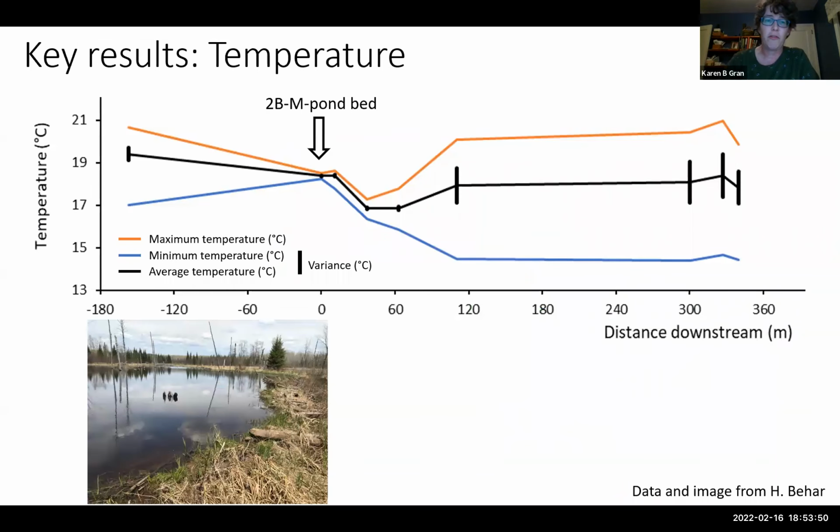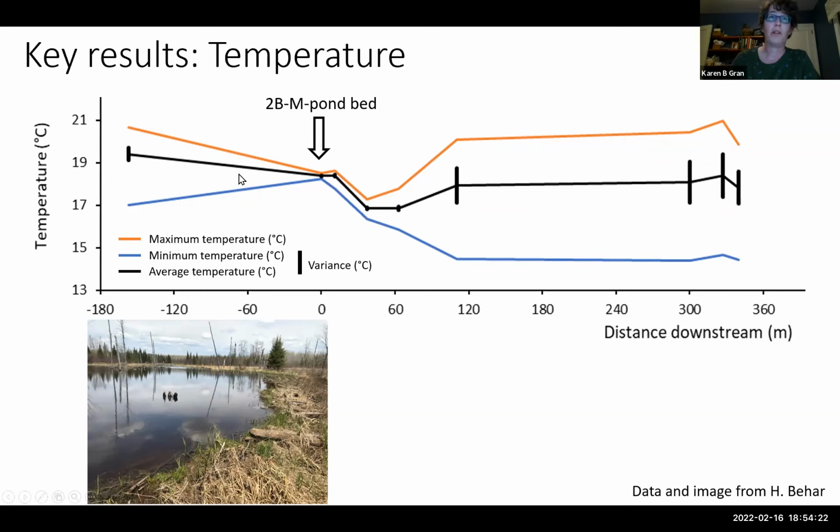These are some of the data from site 2B. There's a picture of it down at the bottom. What you're looking at here, 0.0 on the x-axis is the distance downstream. That's the dam. And so downstream is to the right and upstream is to the left. So the pond is located to the left here. The black line shows the mean or average temperature. The bars show the variance in the temperature. The blue line shows the minimum and the orange line shows the maximum. So one thing you can see is that as you go downstream from the dam, the temperatures cool.